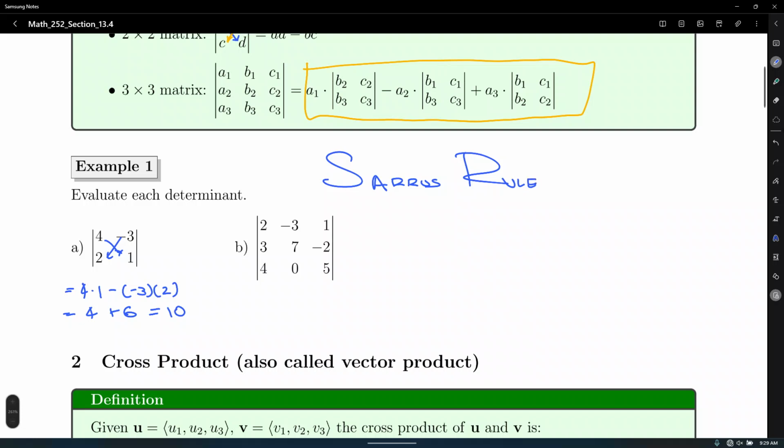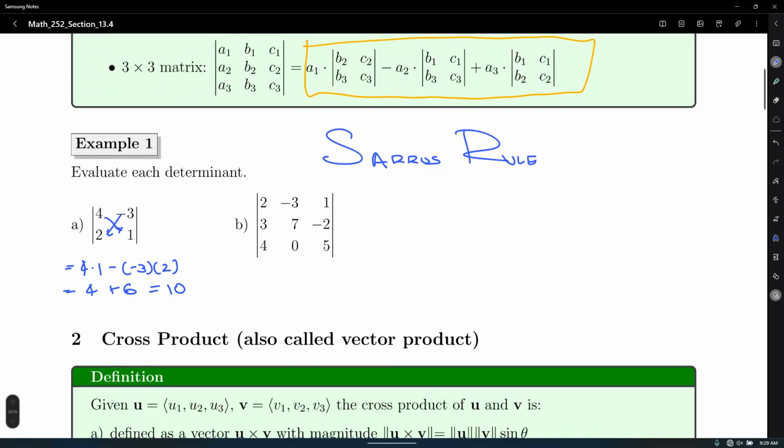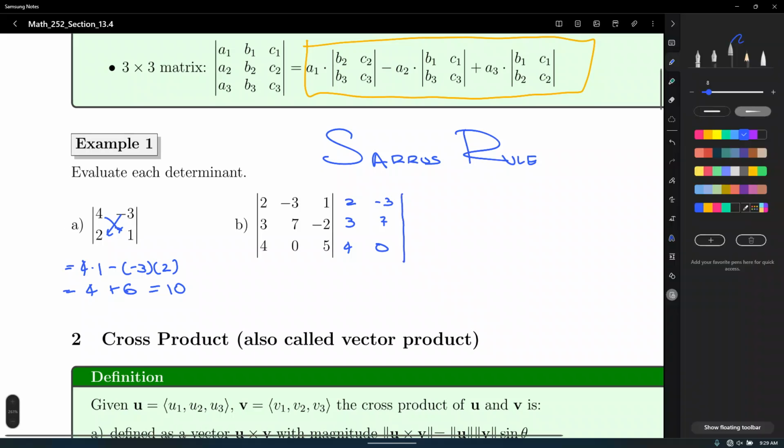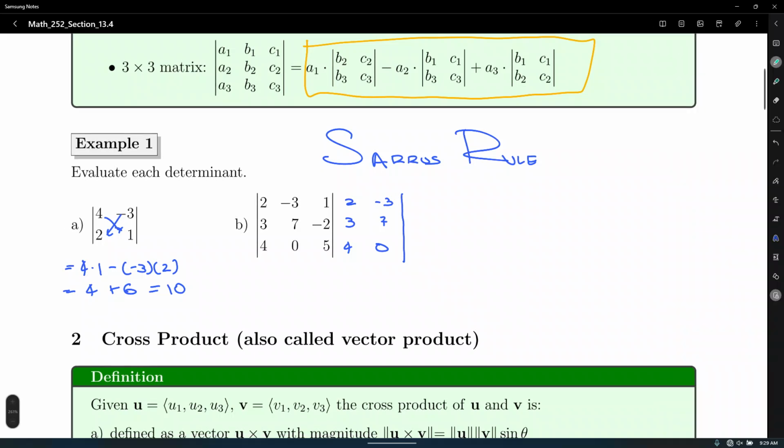This Sarrus' rule consists of duplicating the first and the second column. So repeat the first and the second column. And this is what we're going to do. I'm going to evaluate the products of the elements along the 3 main diagonals. What are the 3 main diagonals? Check this out. Okay, so 2 times 7 times 5.